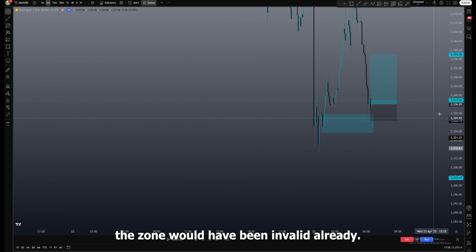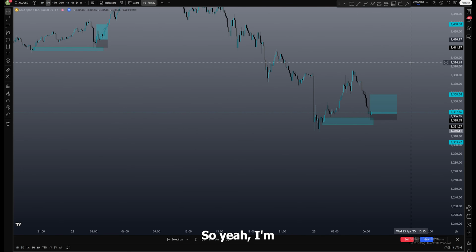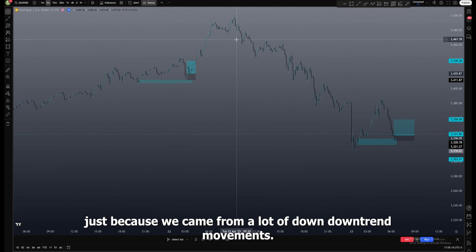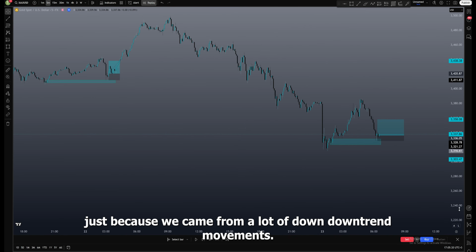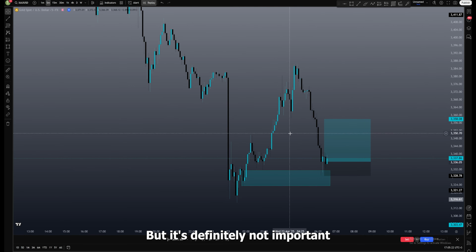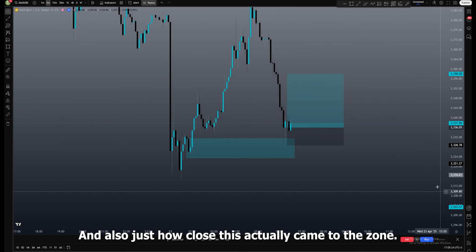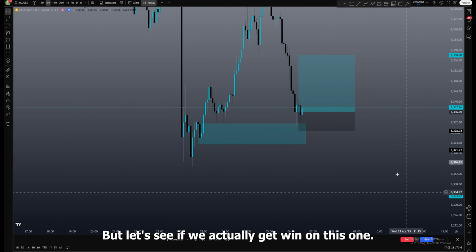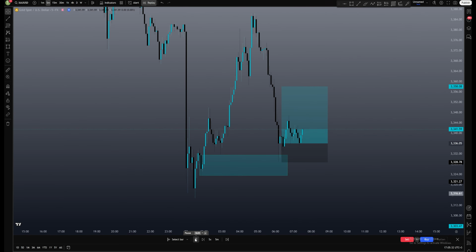invalid already. So yeah, I'm not going to say this is an A+ setup just because we came from a lot of downtrend movements, but it's definitely not important. And also just how close this actually came to the zone. But let's see if we actually get a win on this one.